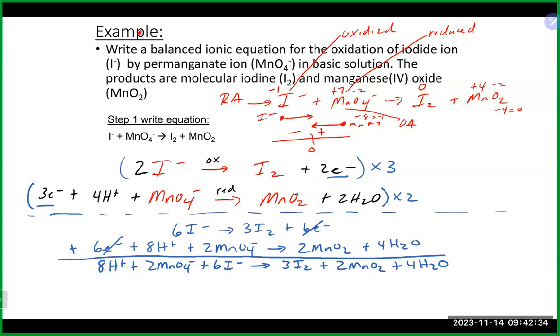Overall, it should still be balanced just to make sure. We got 8 hydrogens on each side, 2 Mns, 8 oxygens. So 4 and 4 is 8 on the right there, 6 iodides. And overall charge on the left is 0. Overall charge on the right is 0 as well. So again, good idea just to double check that it is balanced in acidic conditions before we go and turn this into basic. Any questions up to that point?